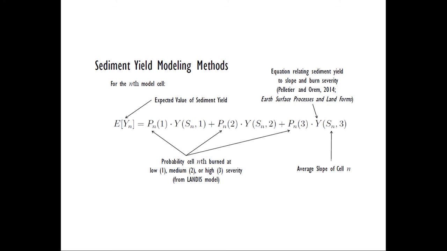Because we have these stochastic model runs doing fire, we can figure out the probability that any pixel on the grid burns at low, medium, or high severity in a given year. And then using this relationship and the slope of that cell, we can say, okay, well, what is the sediment yield if it burns at low, medium, or high severity? We do a weighted average, or expected value, and get this expected sediment yield. Again, this is not an actual amount we expect to happen, but just comparing points on the landscape in terms of what's most vulnerable.